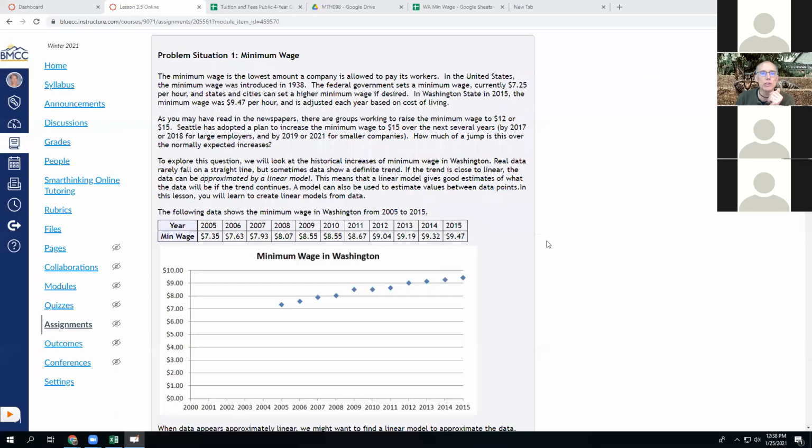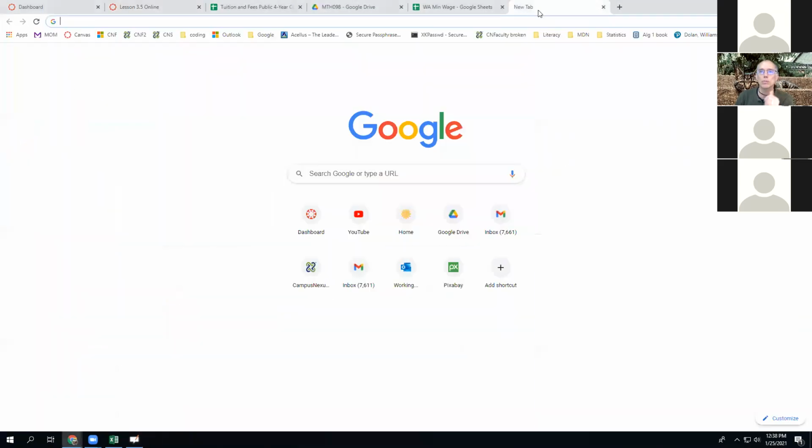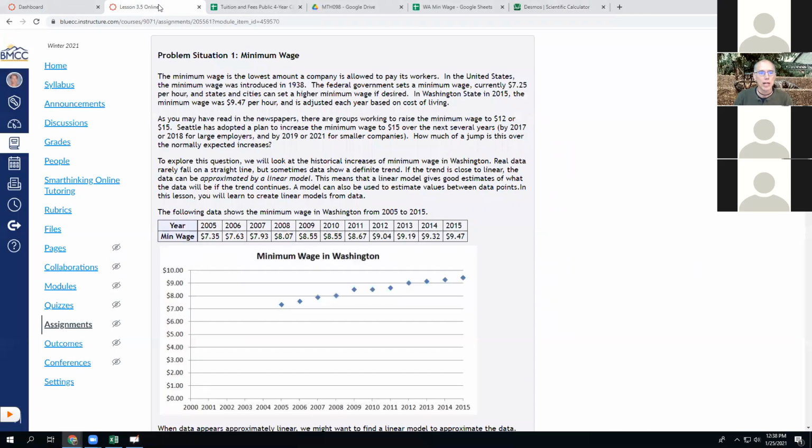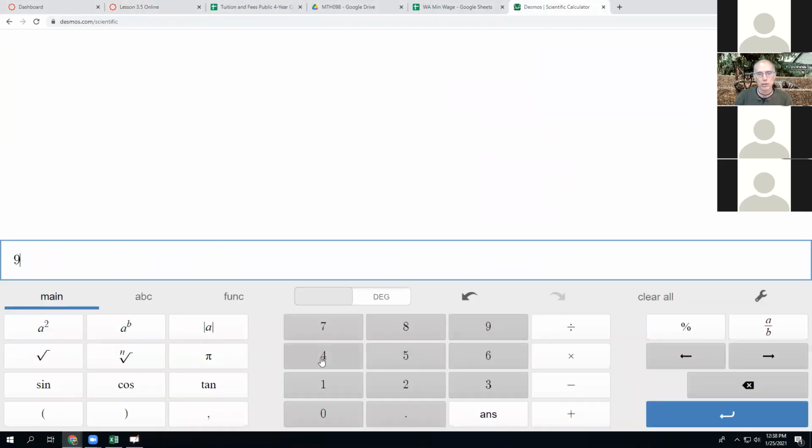See what happens. Let's bring up Desmos again. So 947 and 735, with the decimal point, 9.47 minus 7.35. So my numerator is 2.12. My denominator I can pretty clearly see.